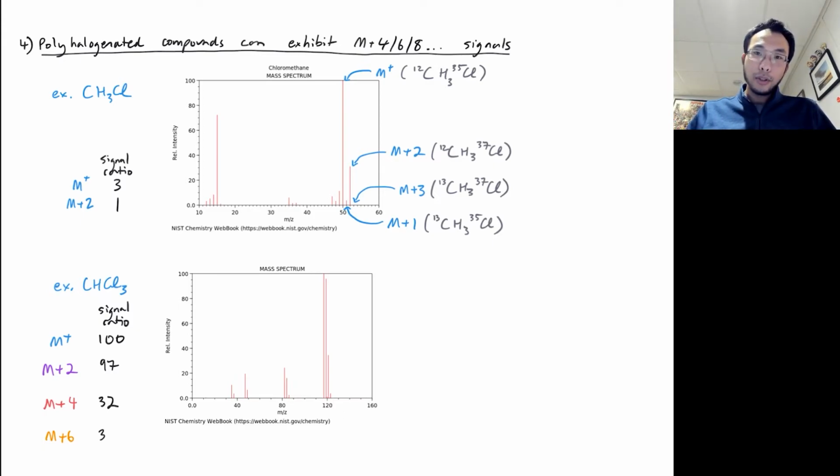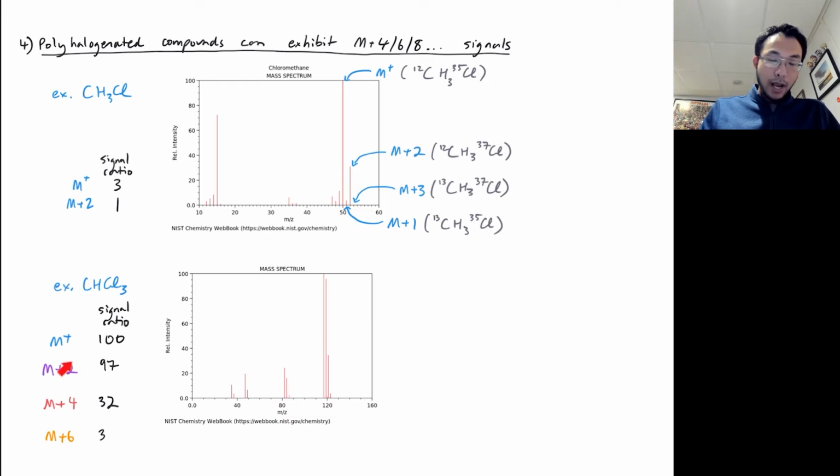So once you have more chlorine atoms, then you're going to have a wider range of possibilities. And generally speaking, you always have a molecular ion, and then for each element or atom in your chemical formula that can add an M+2 signal, you would expect to see an additional isotope pattern peak. So this is for the first chlorine M+2, this is for the second chlorine M+4, this is for the third chlorine M+6.